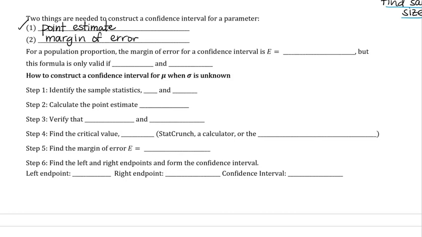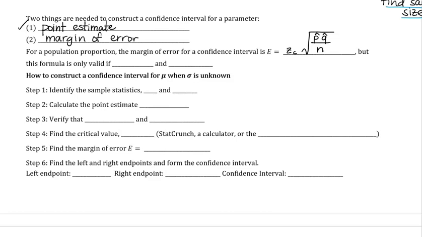And the formula to find the margin of error for a proportion, if you have a certain level of confidence, remember 90% confident, 95% confident, so on and so forth, we can find those critical values looking at the bottom of the standard normal table. We take that critical value and then we multiply it by the square root of p hat multiplied by q hat, which is all divided by n.